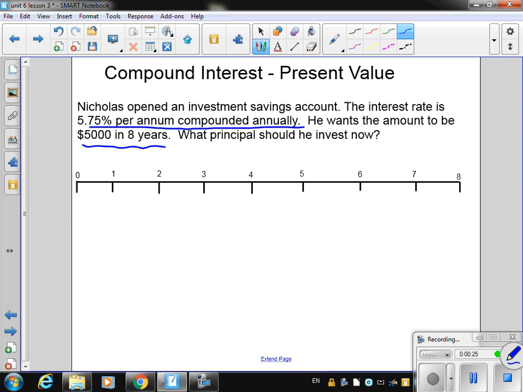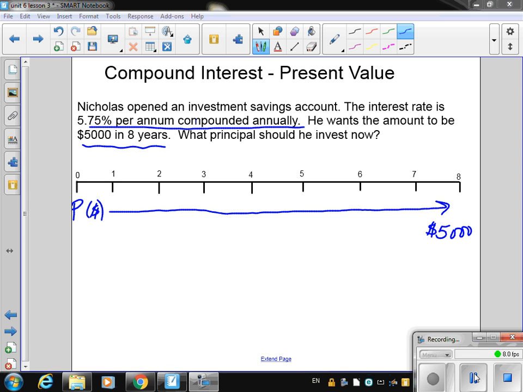So Nicholas is going to invest a certain amount of money now, and he's going to save it and save it and save it until 8 years from now it's $5,000. Think of a reasonable answer for this problem. How much should you have to put into the bank? It's going to collect interest for 8 years, but it's only getting 5.75%. So think about that for a second and we'll do the math.